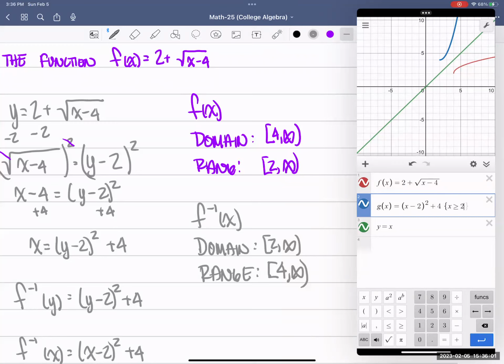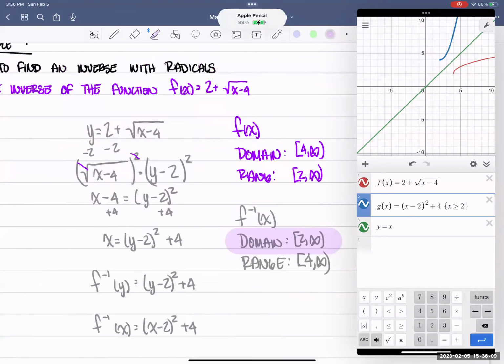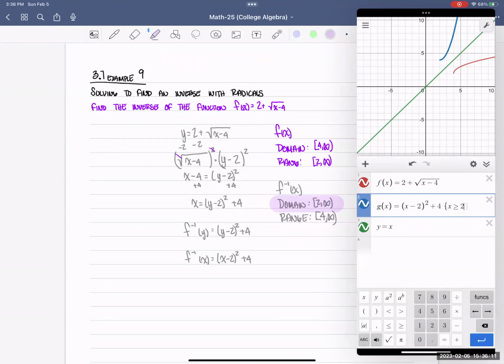So as long as we restrict the domain of our inverse function, then we do have an inverse function. We do have two one-to-one functions that are inverses of each other. So don't forget to restrict domain wherever you need to restrict domain.